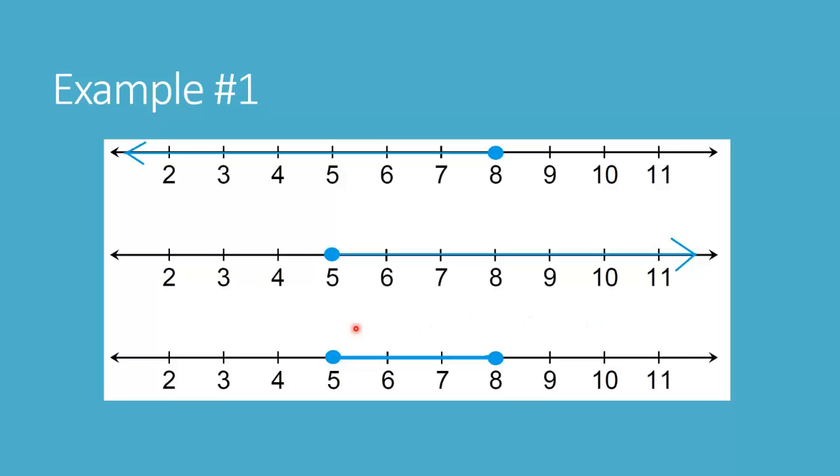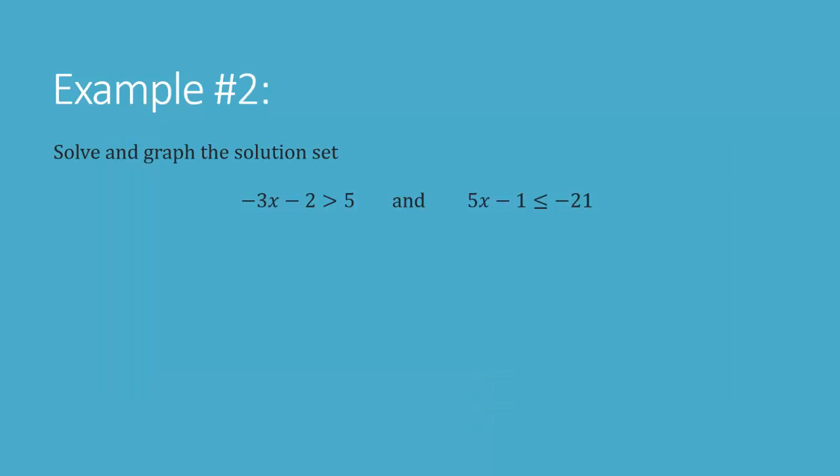Now this is just our little try inequality where 5 is less than or equal to x less than or equal to 8. It's all values between 5 and 8. Now we'll look at another one that uses intersection. It gets a little bit more complicated.